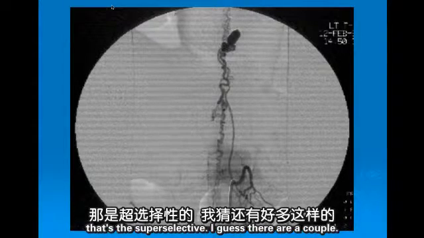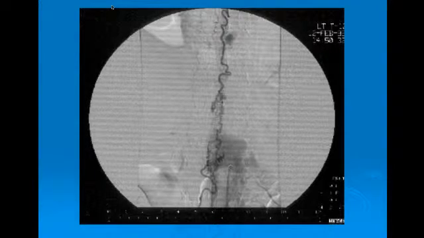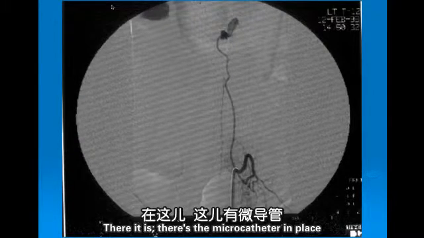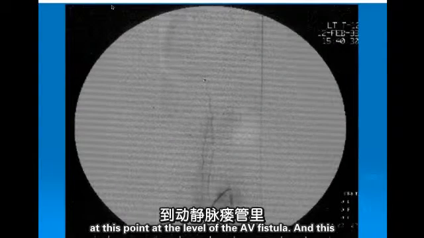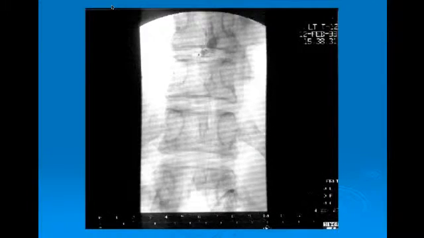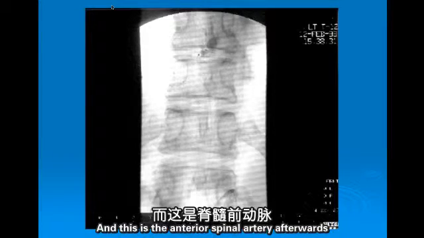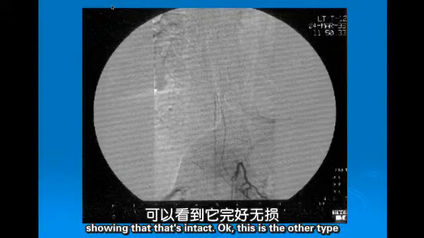Again, that's the super selective. I guess there are a couple. So this is post-embolization. This is a late phase. There it is. There's the microcatheter in place with the injection material into the varix at this point at the level of the AV fistula. And this is the posterolateral spinal artery, right? It's off midline. So this makes it feasible to treat this lesion. And this is the anterior spinal artery afterwards, showing that that's intact.